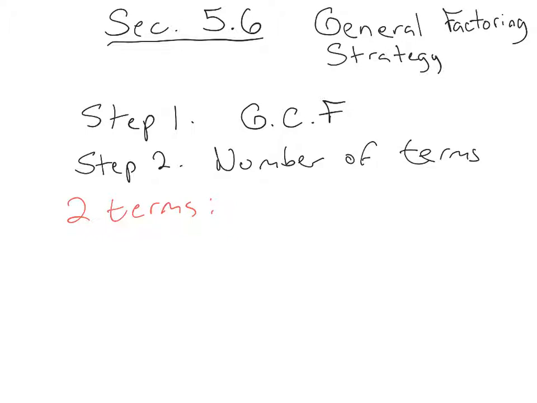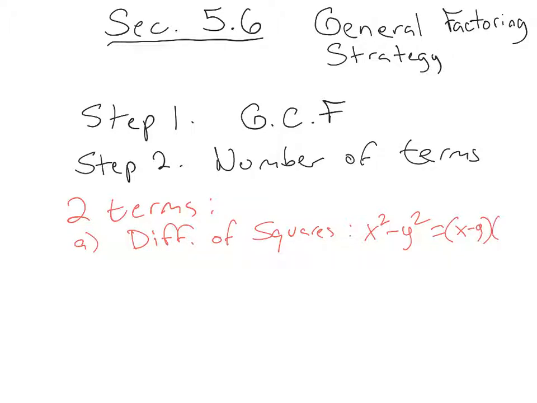Difference of squares, good. So 2 terms, you have option A, which is the difference of squares. Anybody use that for the quiz? Yeah, right? Difference of squares, which says, I'll just make up a formula here: x squared minus y squared. That's the same thing as what? x minus y times x plus y. Sorry, it looks like a G, but it's a y. So that's our difference of squares.